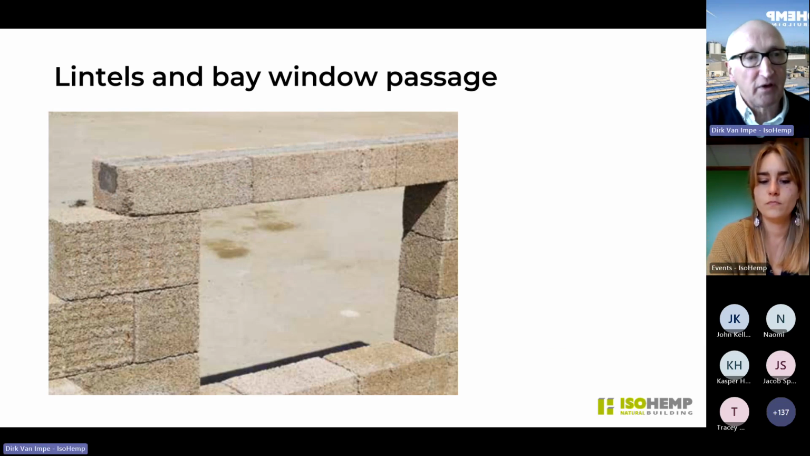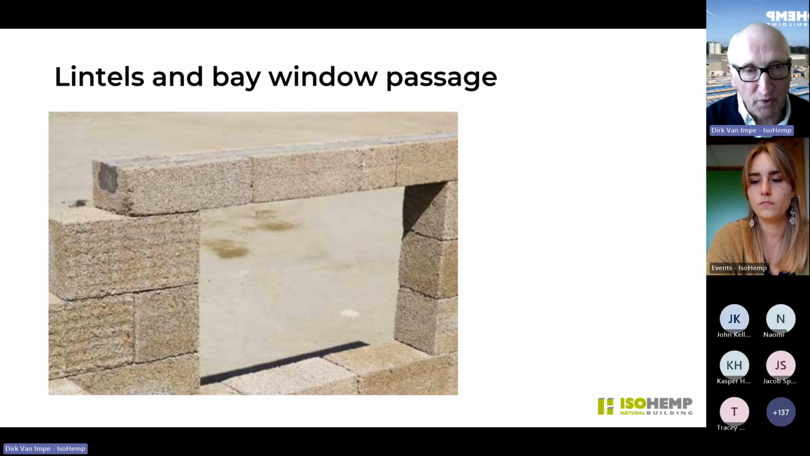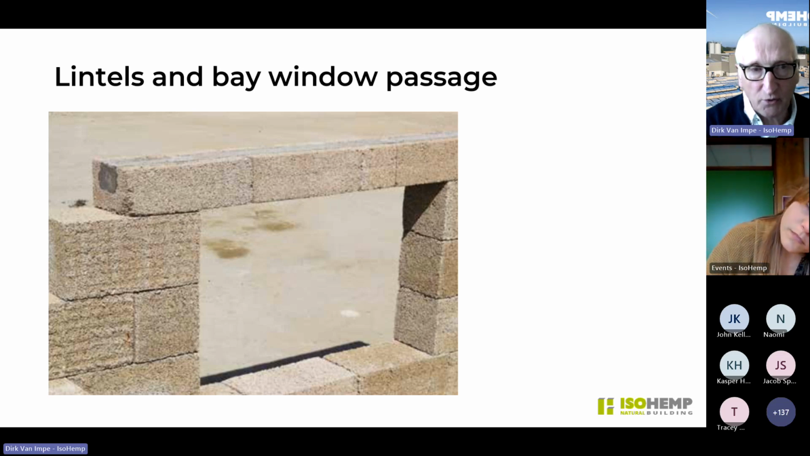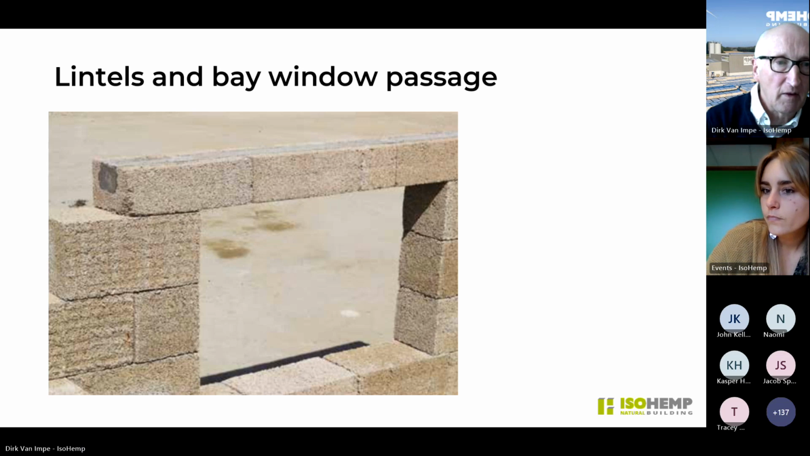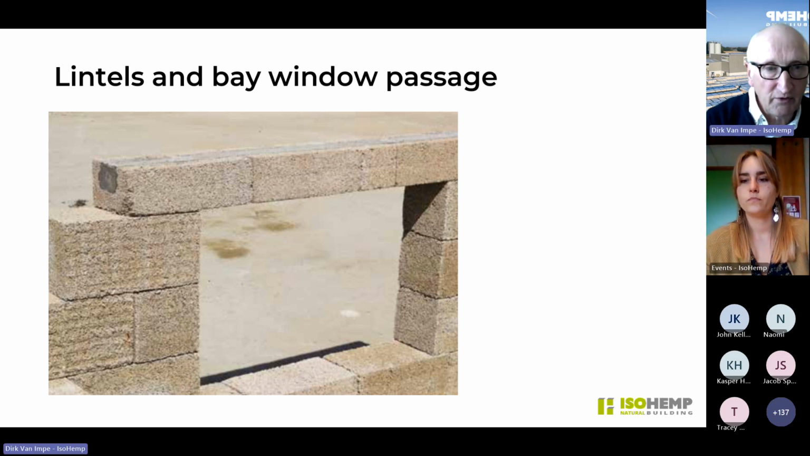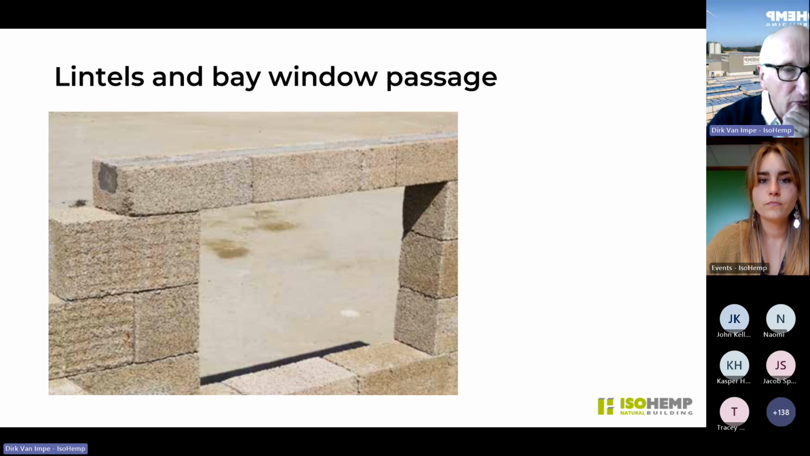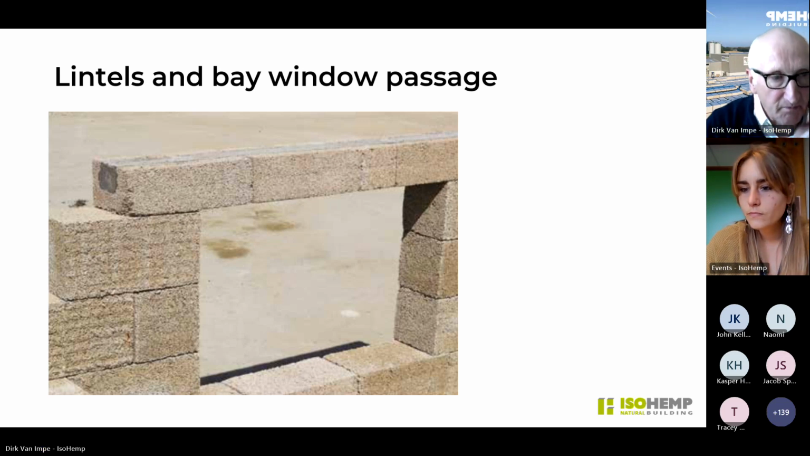We also offer a few accessories, lintels. If you have windows or openings in the facade, you can use our prefabricated lintels, and it goes up to 3 meters. So the limit for the opening is 250 centimeters, because also the lintel has to be staggered for at least 20 or 30 centimeters.